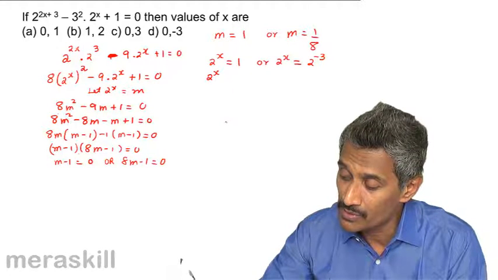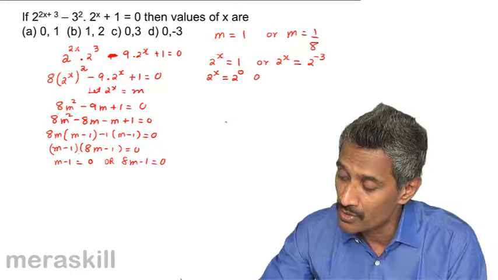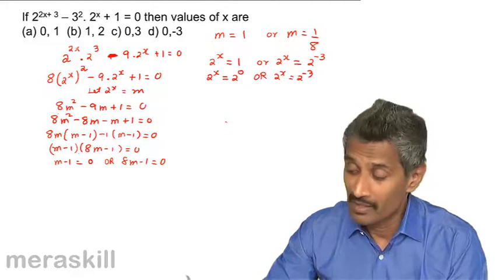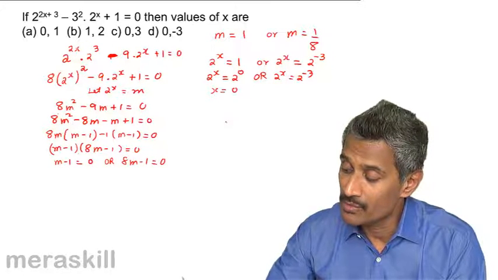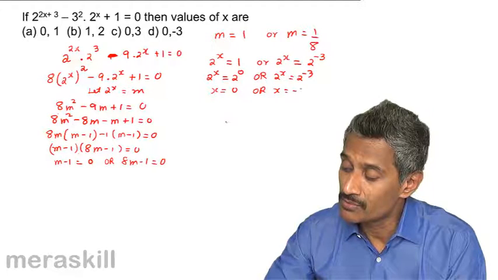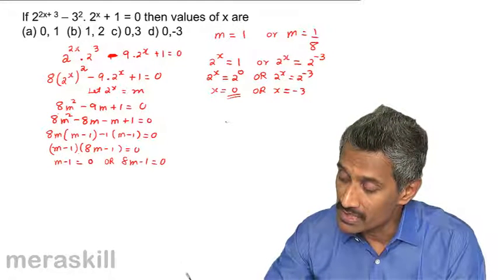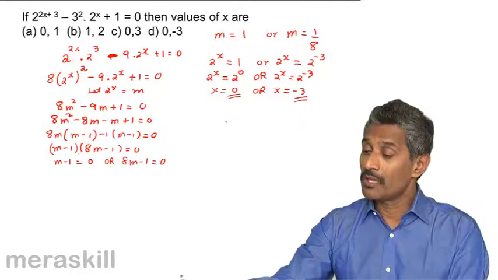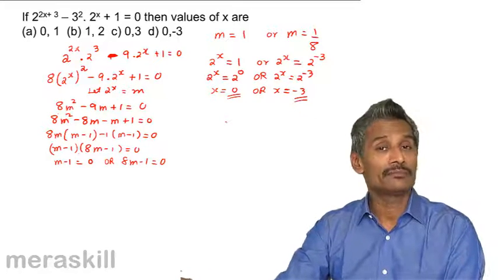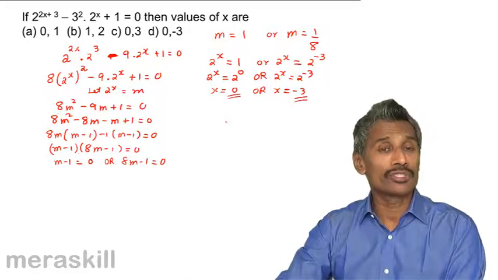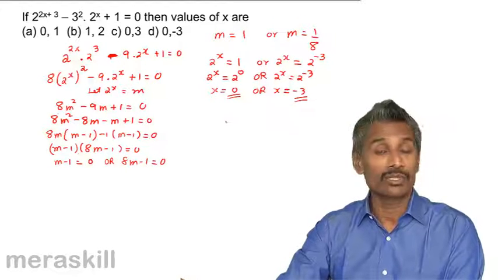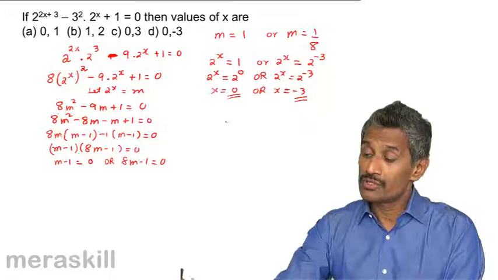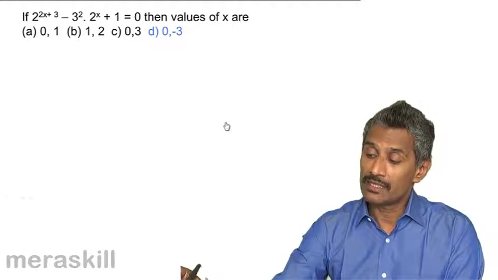This again can be written as 2 raised to x is equal to 2 raised to 0, or 2 raised to x is 2 raised to minus 3. So the bases are equal, hence the indices have to be equal, so x is equal to 0 or minus 3. So the values of x are 0 and minus 3. It's an equation which is not originally a quadratic equation, but we can convert it to the quadratic form and go about solving it. So our solution is 0 comma minus 3, that is this, and yes, we do have it right.